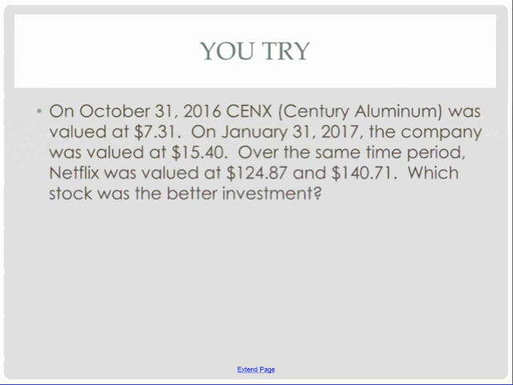On January 31st, the company was valued at $15.40. Ooh, that's pretty good, right? They went from $7.31 in October to just a few months later, basically the next quarter, they were up at $15. Now, over the same time period, Netflix was $124, and they went up to $140.